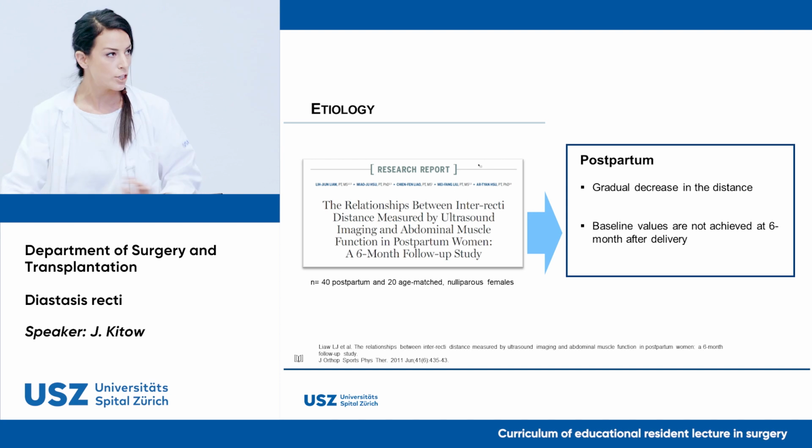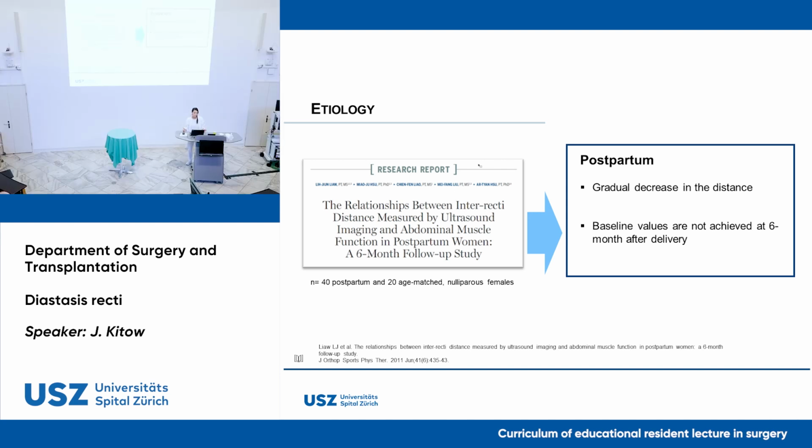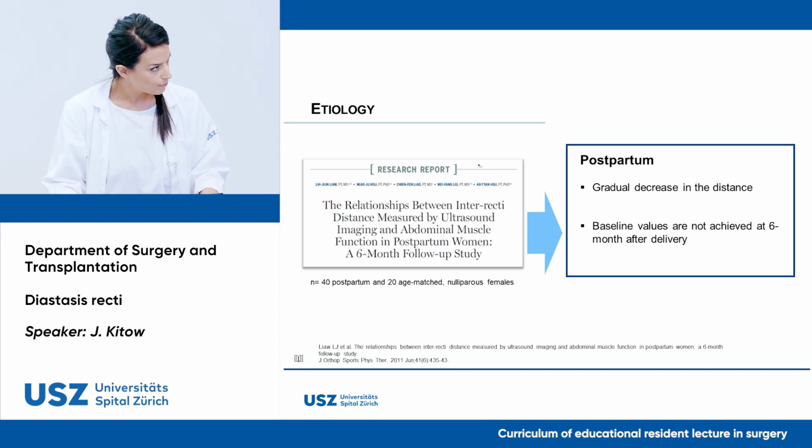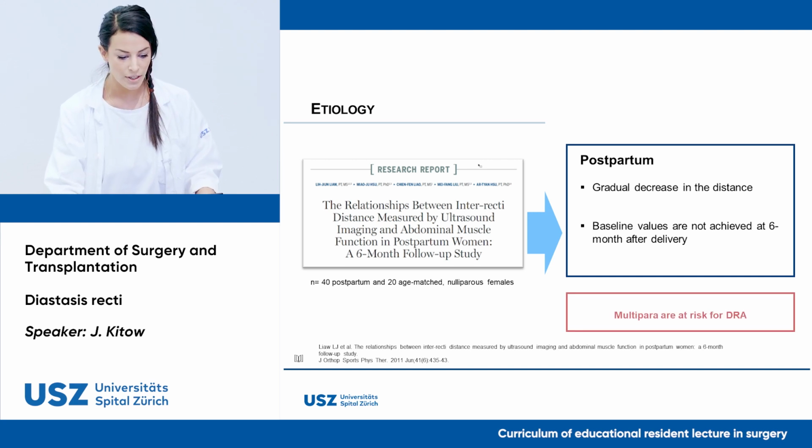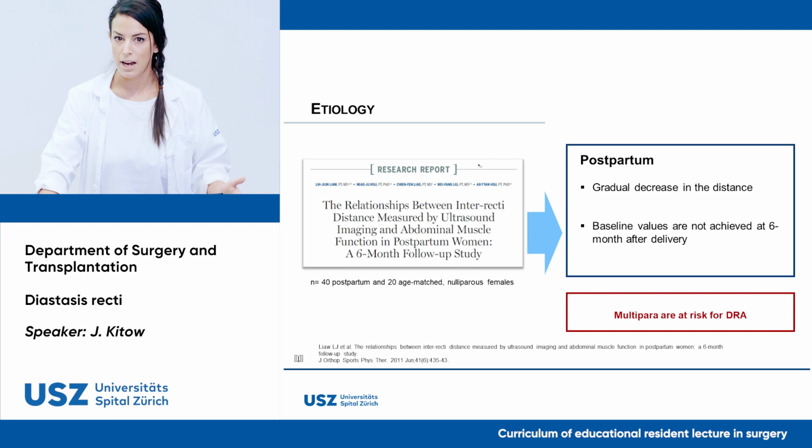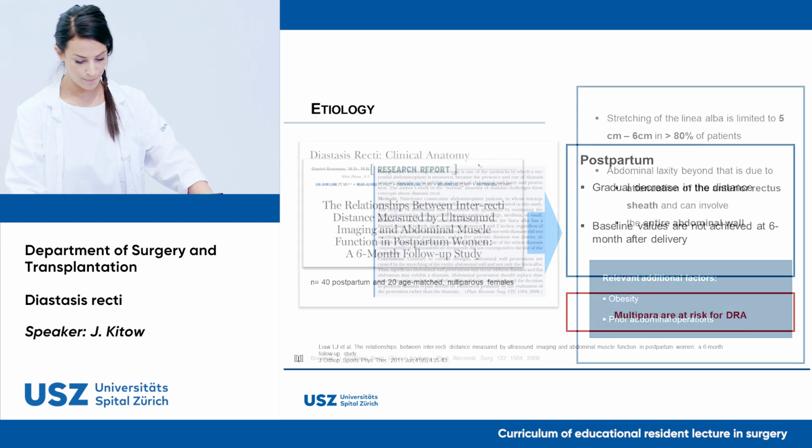So I want to ask you residents, what do you think? Which kind of women are at higher risk for developing a diastasis rectus abdominis? I would say women who had multiple children because the muscles are worn out by having multiple pregnancies. That's totally correct. Thank you very much. Multiparous women are at risk for DRA.